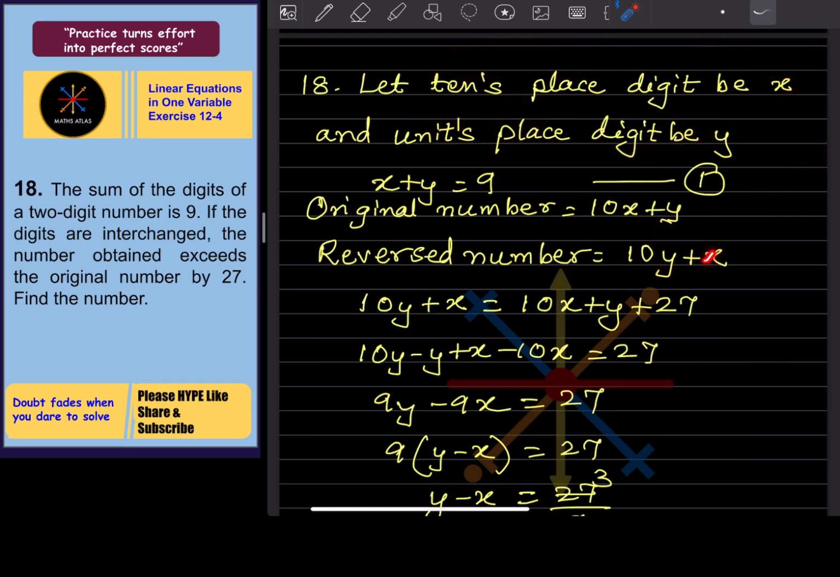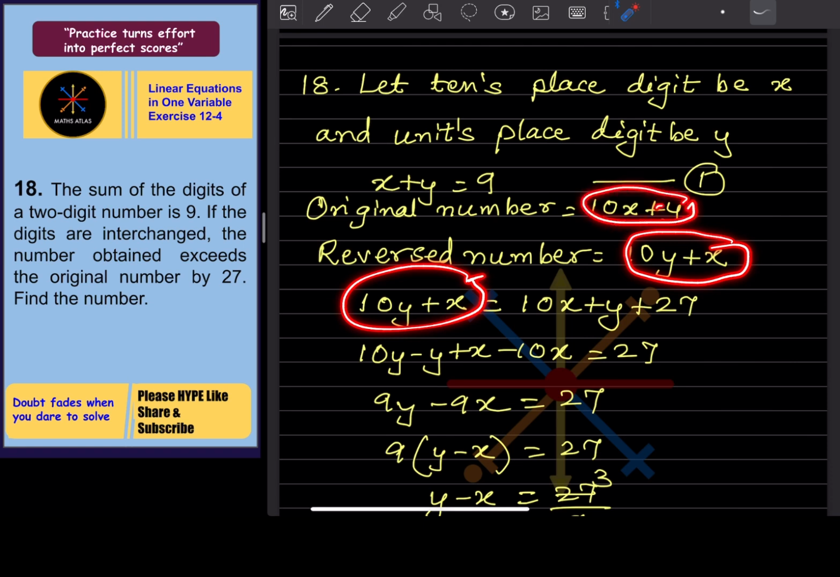So if we write this right, then other things are very easy to form the equation. Now they said if the digits are interchanged, this is the reverse number. The number obtained exceeds the original number by 27. The original number is 10x plus y. Exceeds means you are going to add 27 to it. So this is the important equation.